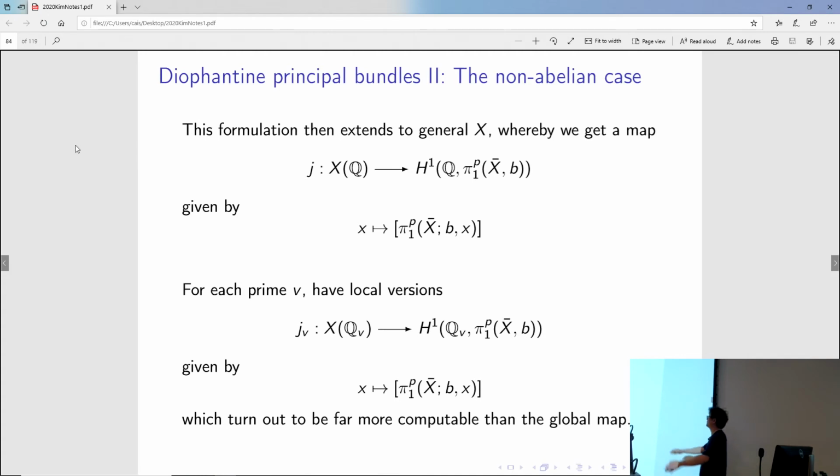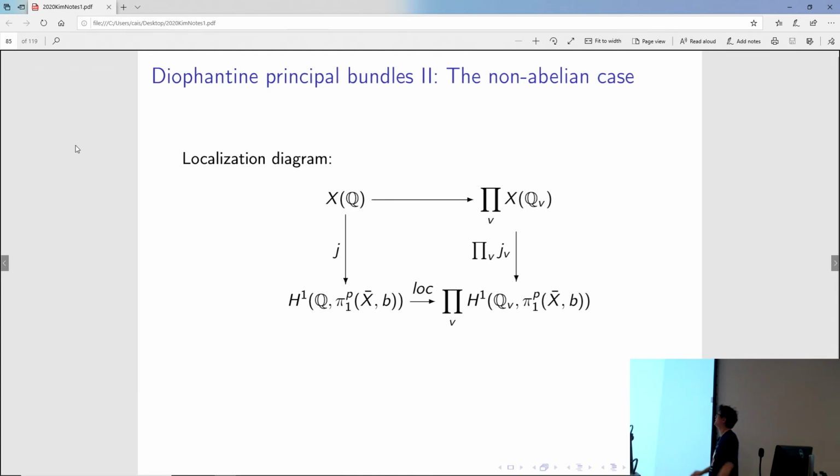Now, of course, for local places, local fields, you get the local version of exactly the same things. We're restricting the Galois action to the local fields, and so the previous diagram now fits into a picture like this. So the localization map at the bottom is just localization of principal bundles. There's the map that associates to a local point a principal bundle with a local Galois action and the corresponding global thing that fits into a commutative diagram.